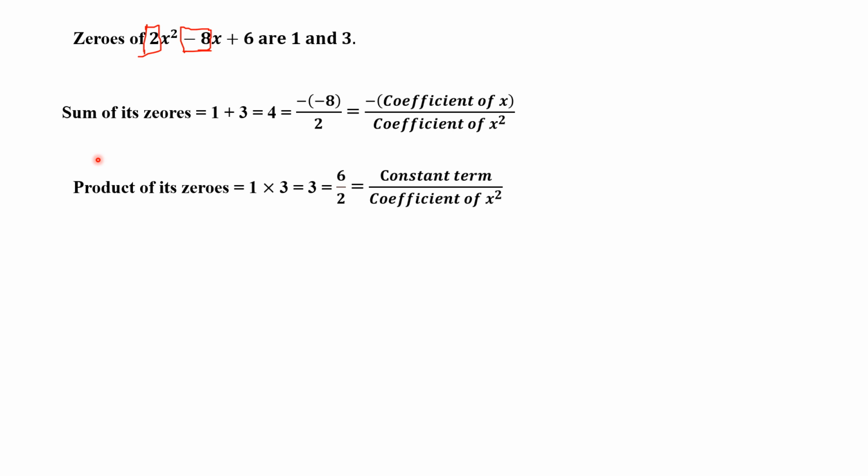So you have to remember this. The sum of its zeros will always be minus of the coefficient of x by the coefficient of x², and the product of its zeros is the constant term by the coefficient of x². Okay, so we are going to use this while solving the exercise questions.